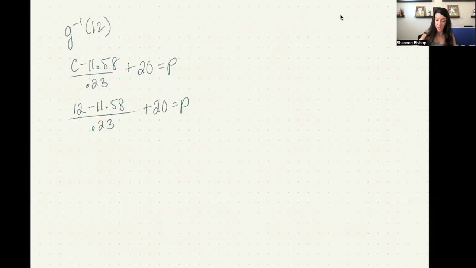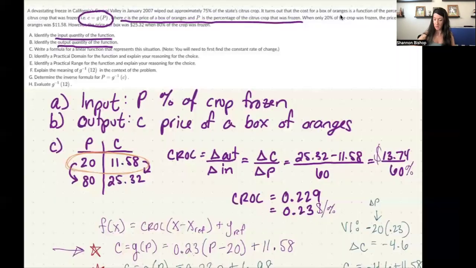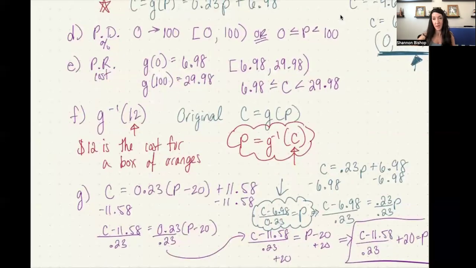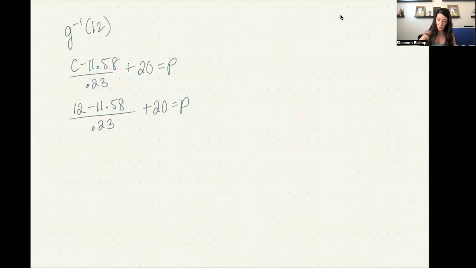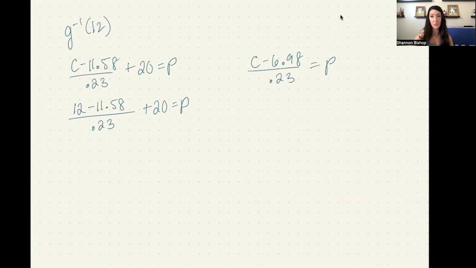If I wanted to use the other formula, the C minus 6.98 divided by 0.23. So what did I just say? C minus 6.98 divided by the 0.23. That one was also the inverse formula. This is also the inverse formula for this model.